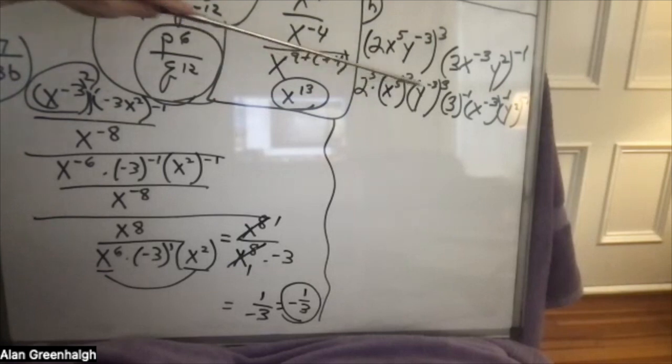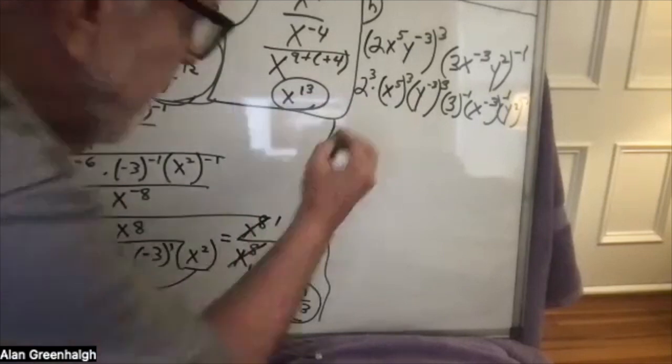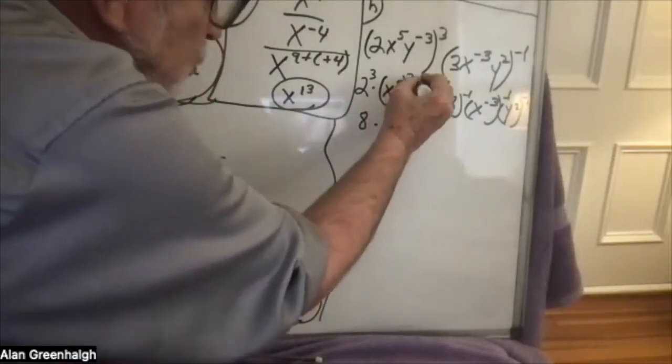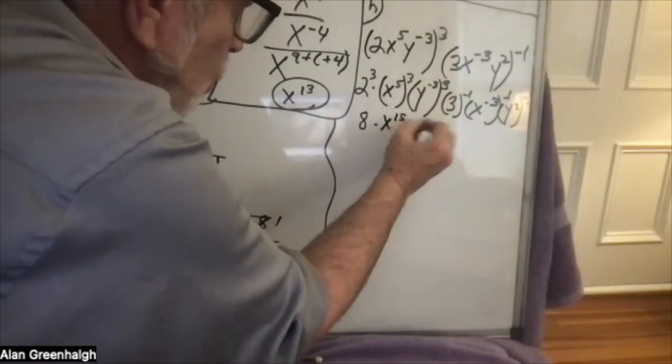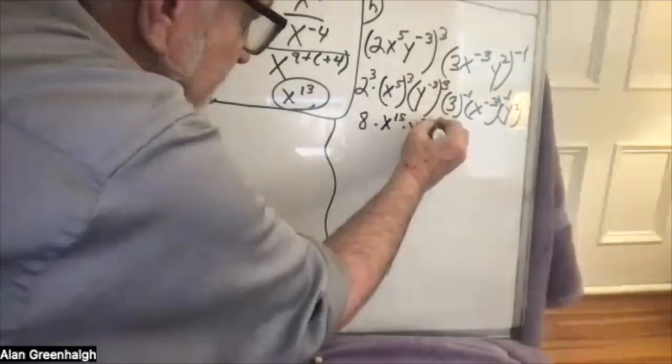Now I'm going to do the actual calculations. 2 to the third is equal to 8. X to the 5th raised to the 3rd is x to the 15. Y to the negative 3 raised to the 3rd is y to the negative 9.